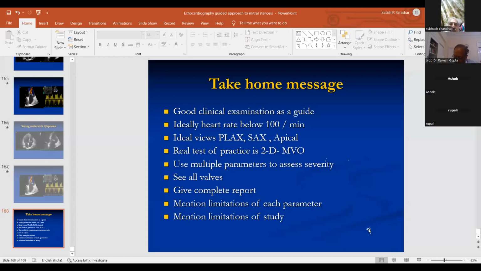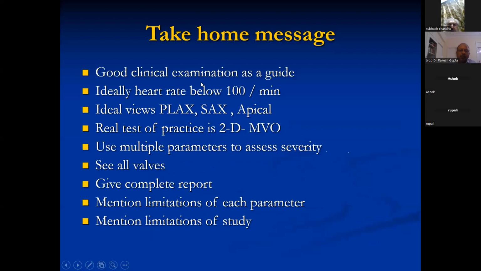So the take-home message is a good clinical examination as a guide. Ideally, heart rate should be below 100. I have seen when it is more than 100, it just gives a sort of a poor study. So if the heart rate is increased, try to postpone it for 1 day, or give a small dose of beta blocker. And I never limit to these ideal views. For example, if it is a PA pressure, you have to include RV inflow view also, subcostal also. But these are some of the standard views which will give you all the information.